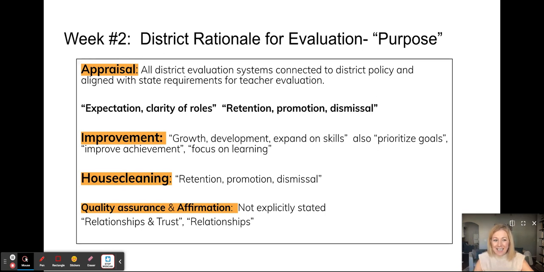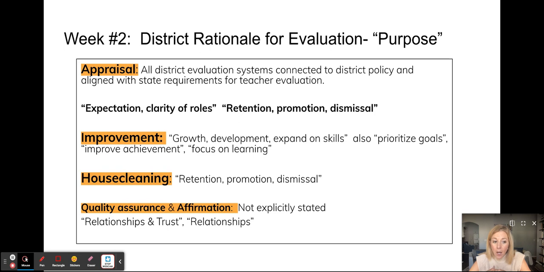The second purpose that was really at the center of all of your district rationales was this idea of improvement. And so different districts used words like growth, development, expanding on skills. There were a couple districts that actually said that evaluation should be used to prioritize the goals of the district and the school. And not all, but some did talk about it should be focused on learning of students and improving achievement.